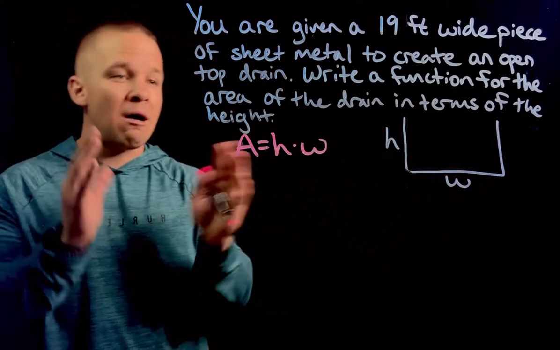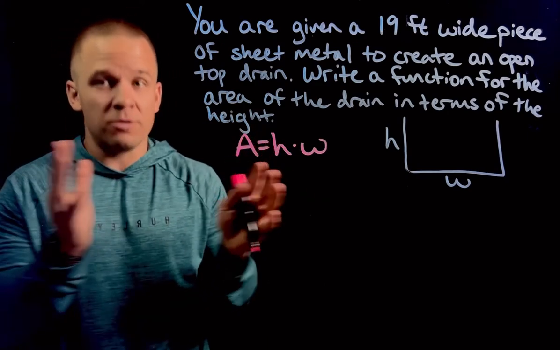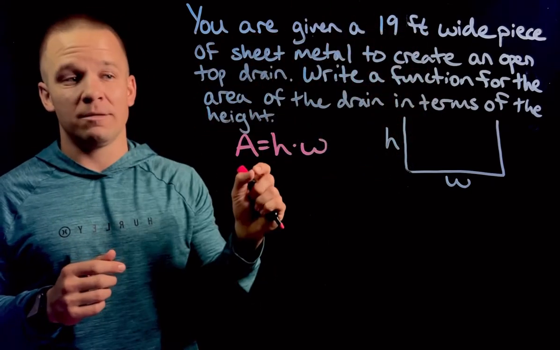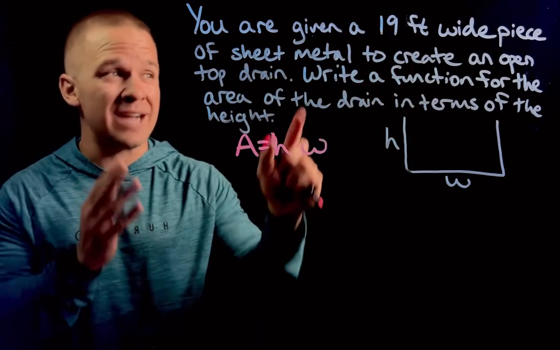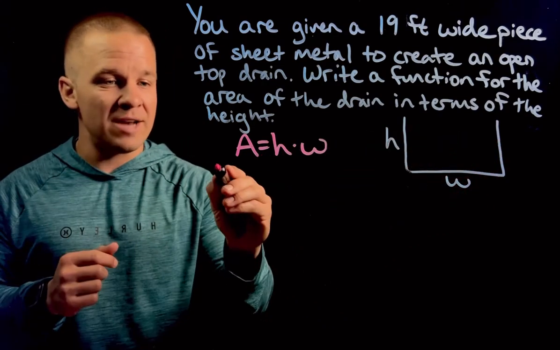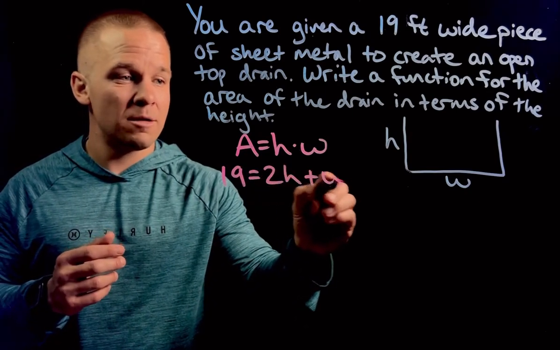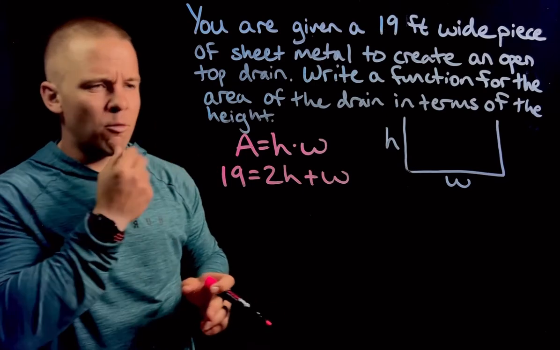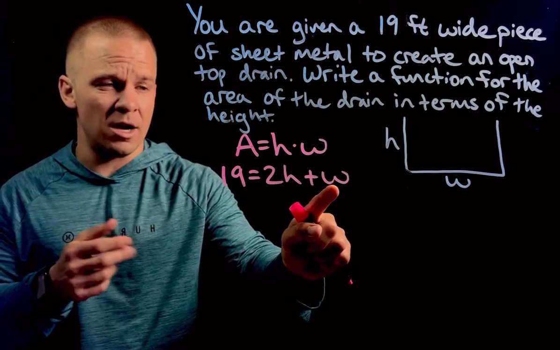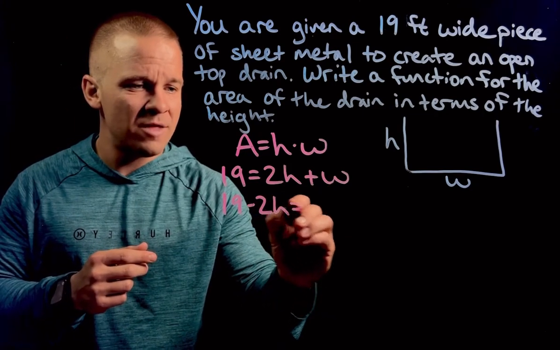Now, I want this equation to only have the height. So I got to do some other kind of mathematical magic here. Perhaps it would involve this 19 feet wide. My material is 19 feet wide, and it's going to take up my height, my width, and my other height. So 19 would be equal to 2 of my heights plus my width, right? Well, if I solve this for W by subtracting 2h, 19 minus 2h equals W.